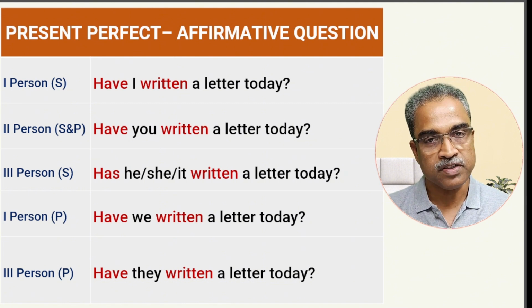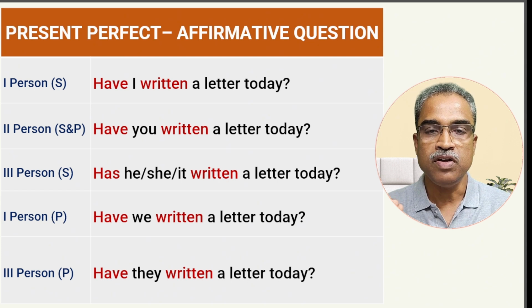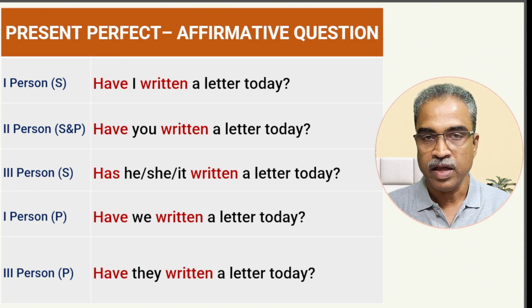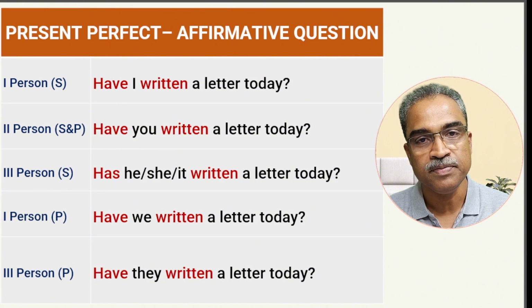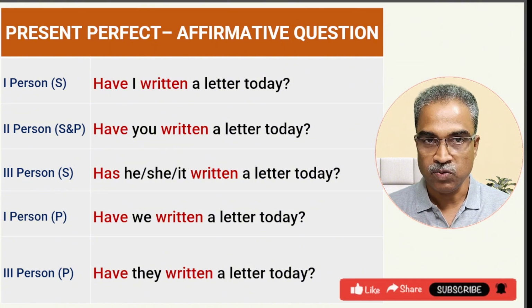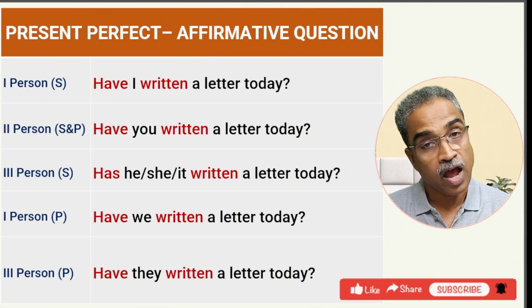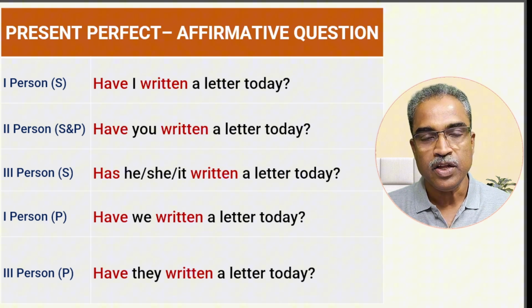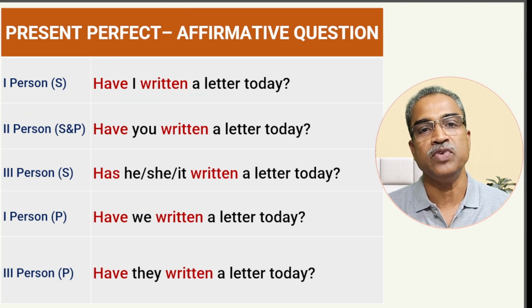But if you want some specific information, you put the question word first. For example, if I say, have you written a letter today? And the answer is yes, I have written a letter. Then I can ask, why have you written a letter? Or you put it, when have you written? Or else, where have you written? How have you written? According to the information that you need, you place these question words.